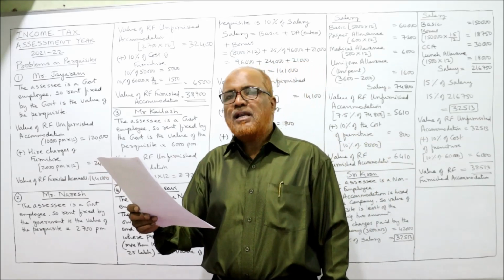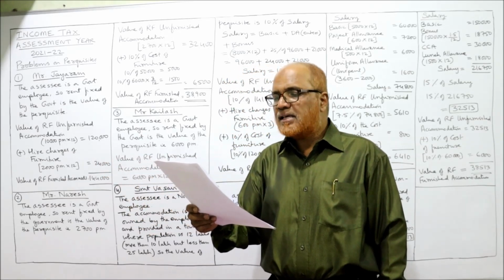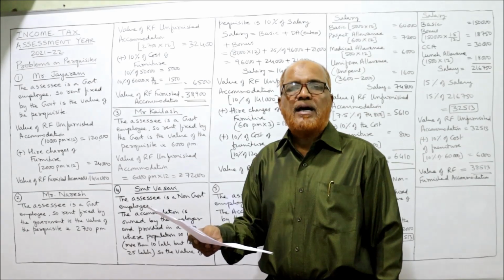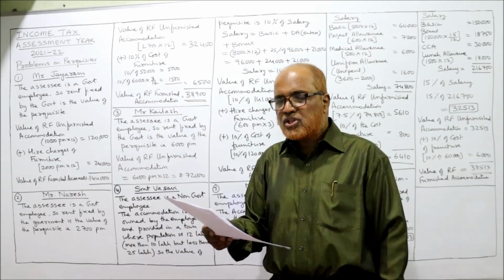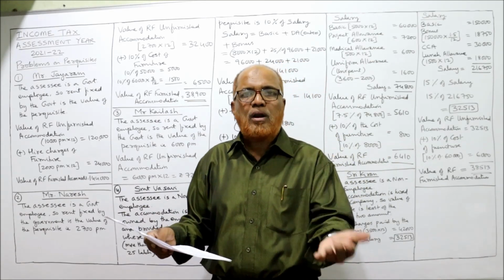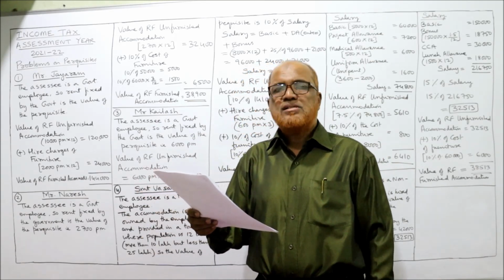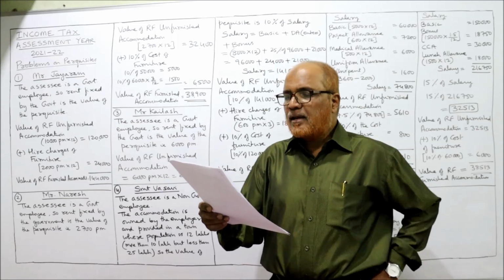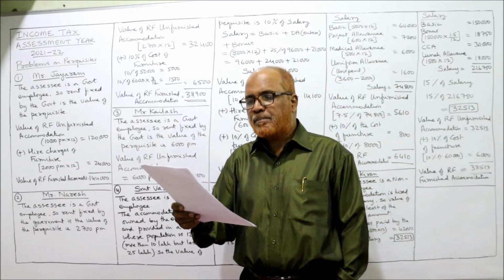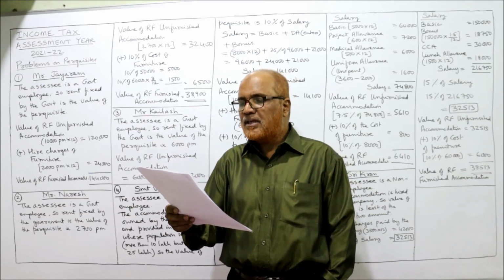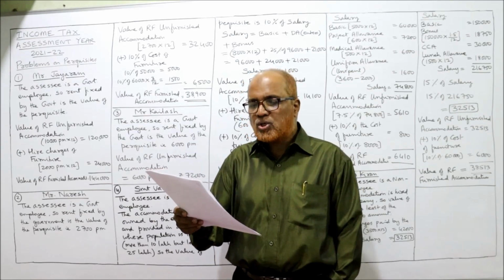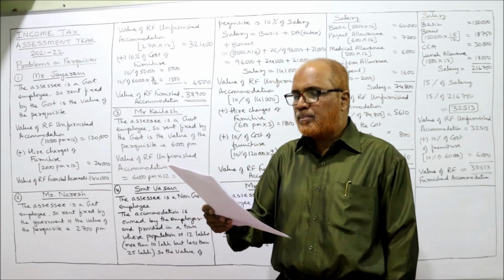Second problem: Mr. Naresh is working in the income tax department. The income tax department is a government department. So Mr. Naresh again is a government employee, just like the previous problem. His salary particulars are as follows: basic pay 15,000 per month, DA 2,500 per month, CCA 3,500 per month, children education allowance for his 2 children 3,000 per annum.